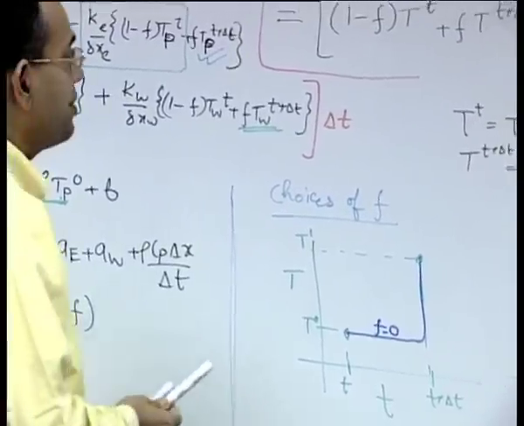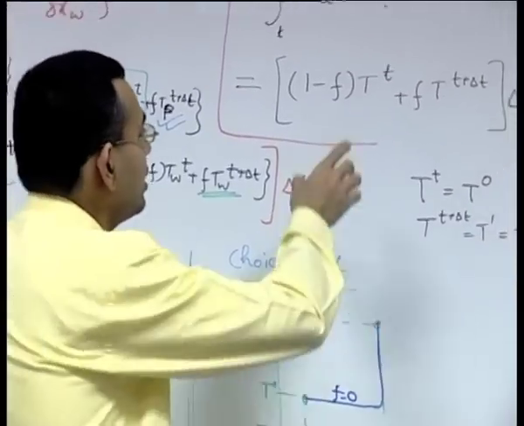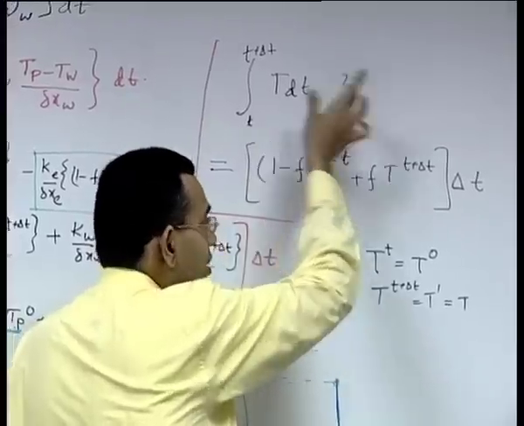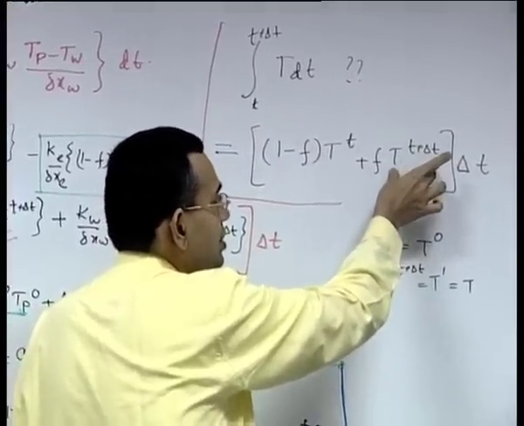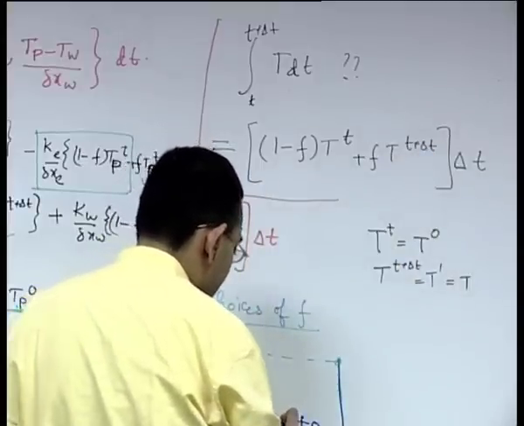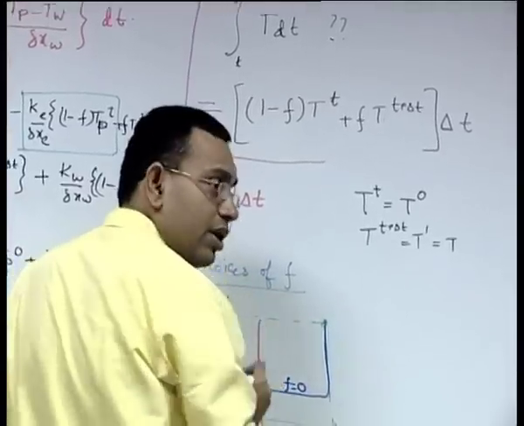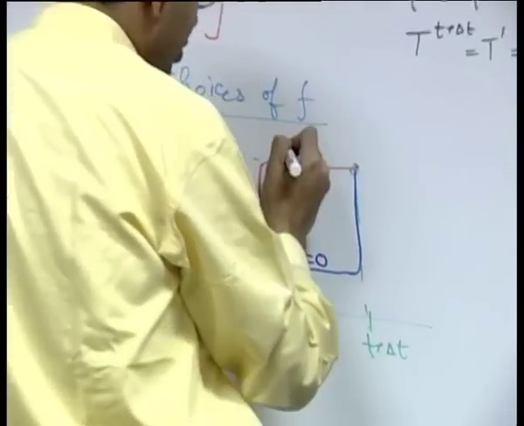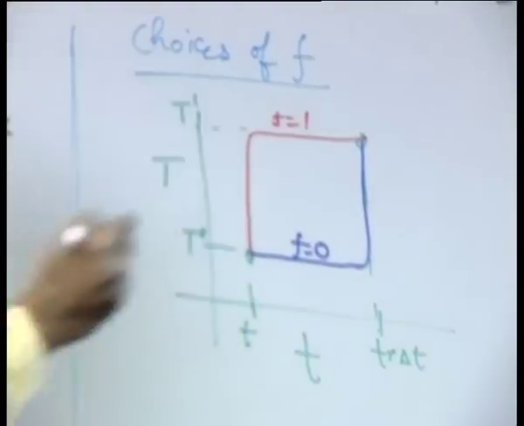F equal to 1 is the other case. It means that throughout the interval the temperature becomes T1. So what it does is suddenly it jumps from T0 to T1 and then remains T1 throughout. So this is f equal to 1.